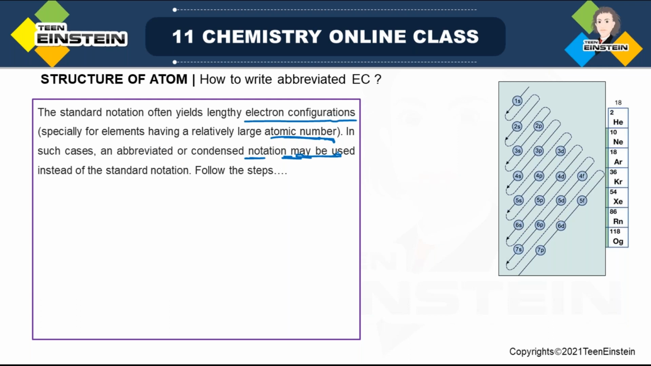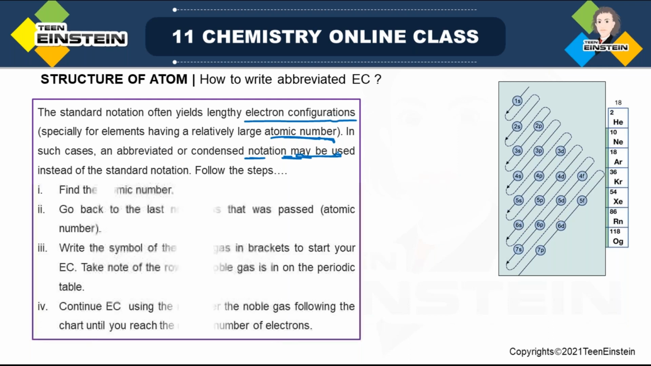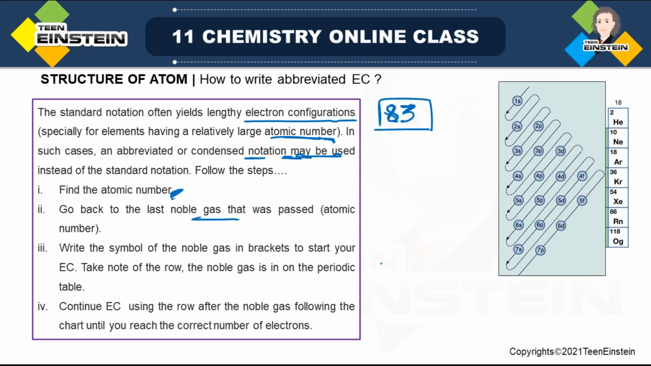Now, what are the steps that you have to follow? It is very easy actually. The first thing, that is a must: you have to know the atomic number. Once you know the atomic number, suppose here I am taking one example, atomic number 83. Once you know this, you have to go back to the last noble gas.